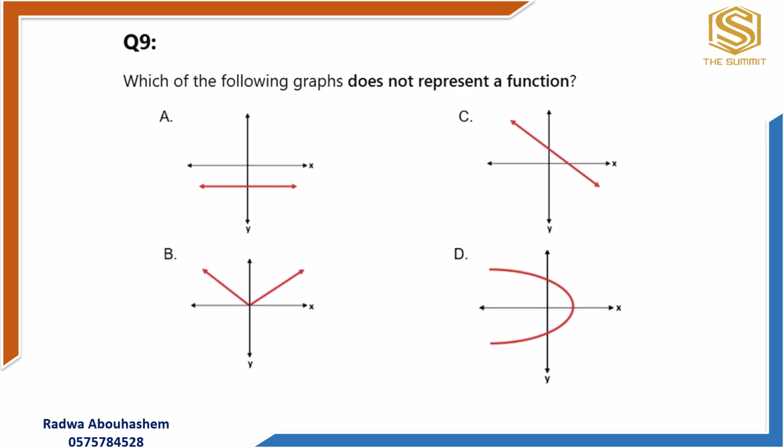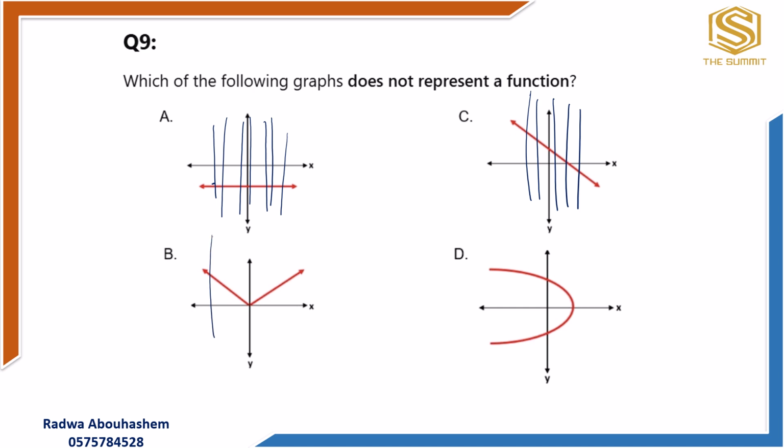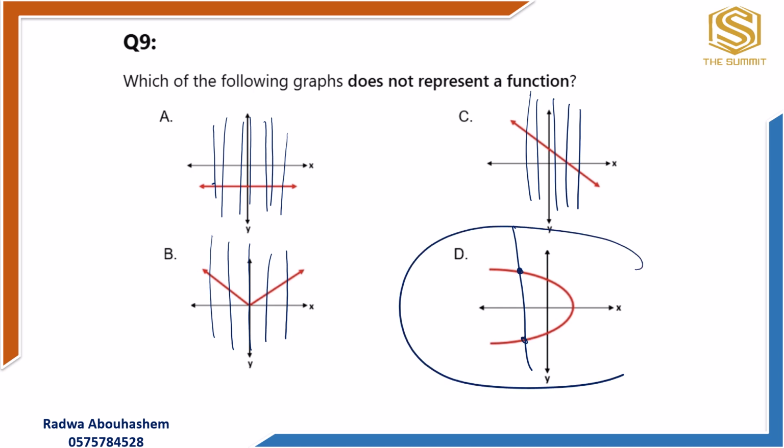Which of the following graphs does not represent a function? So it's a function if the vertical line just passes by 1 point. So let me check here. Here, if I draw the vertical line at any point, you just cut the graph at 1 point. And the graph is the red line. Okay, here also it's the same, a function. Here, it cuts my graph at 2 points. So this is not a function.